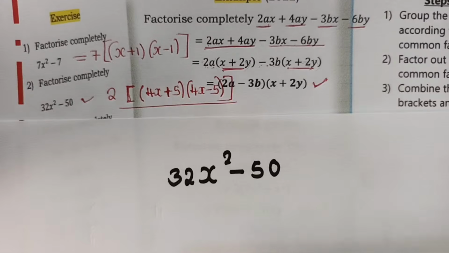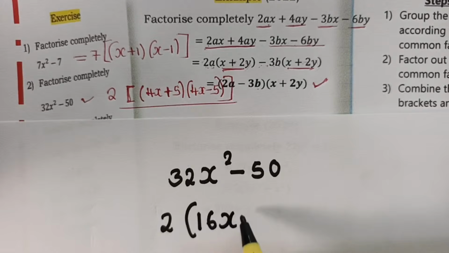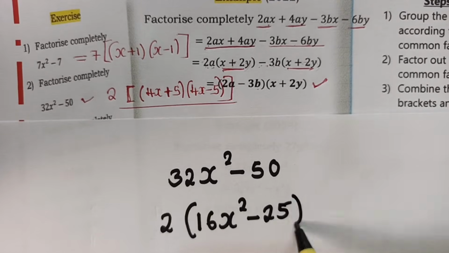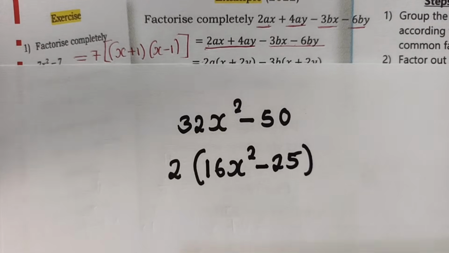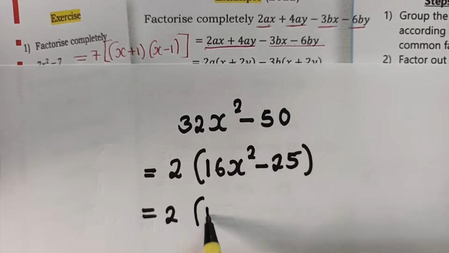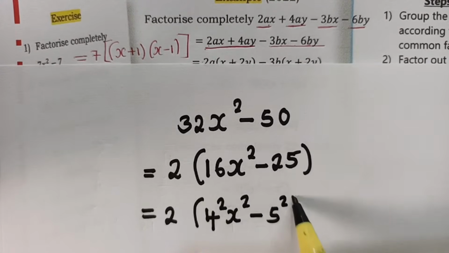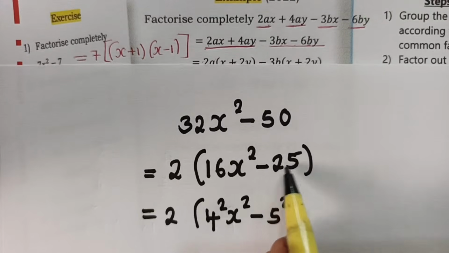So what we're going to do here is to check what we can factor out. I think a 2, have you seen? Because 2 into 32 will give us 16x to the power 2. 2 into negative 50 is negative 25. When you do this, you can now see that inside here, difference of two squares can be applied. I'm writing everything with the power 2. So 5 to the power 2 will give me 25, and 4 to the power 2 gives me 16.